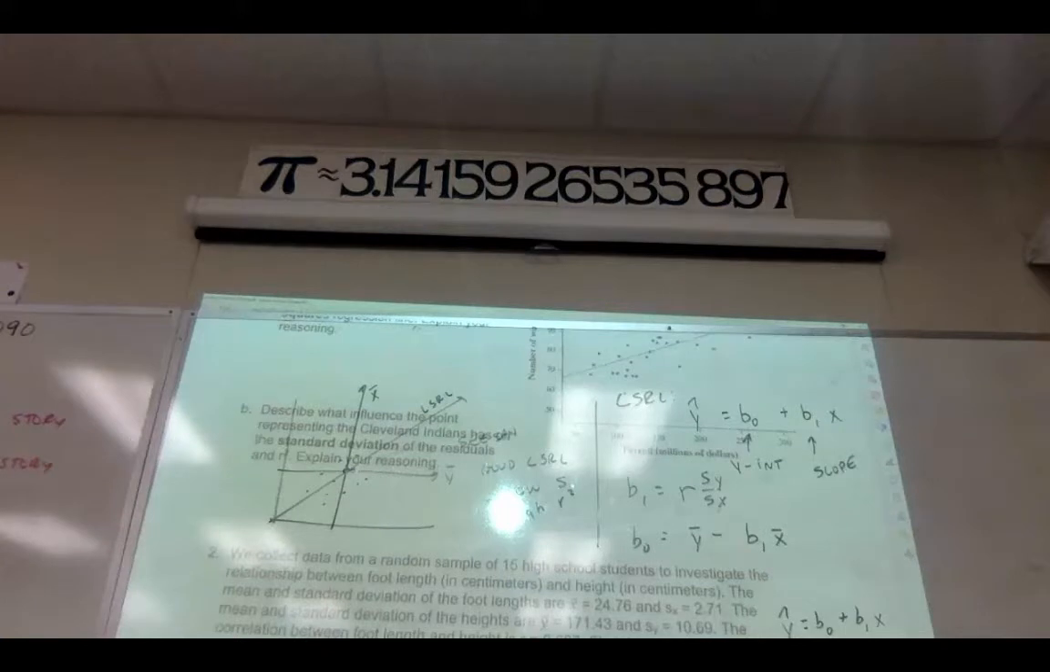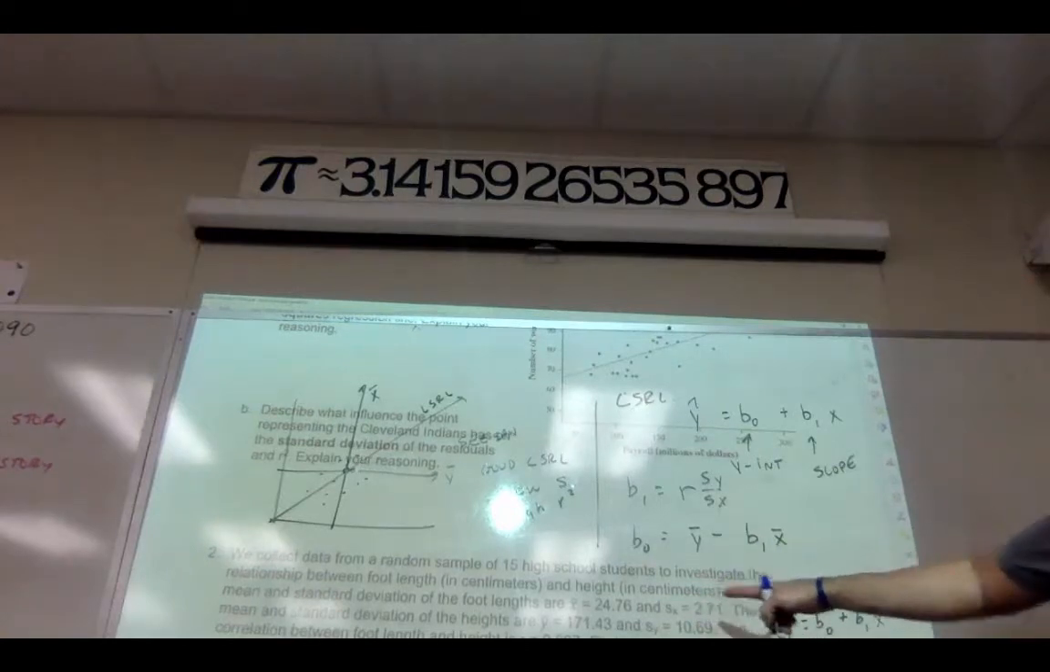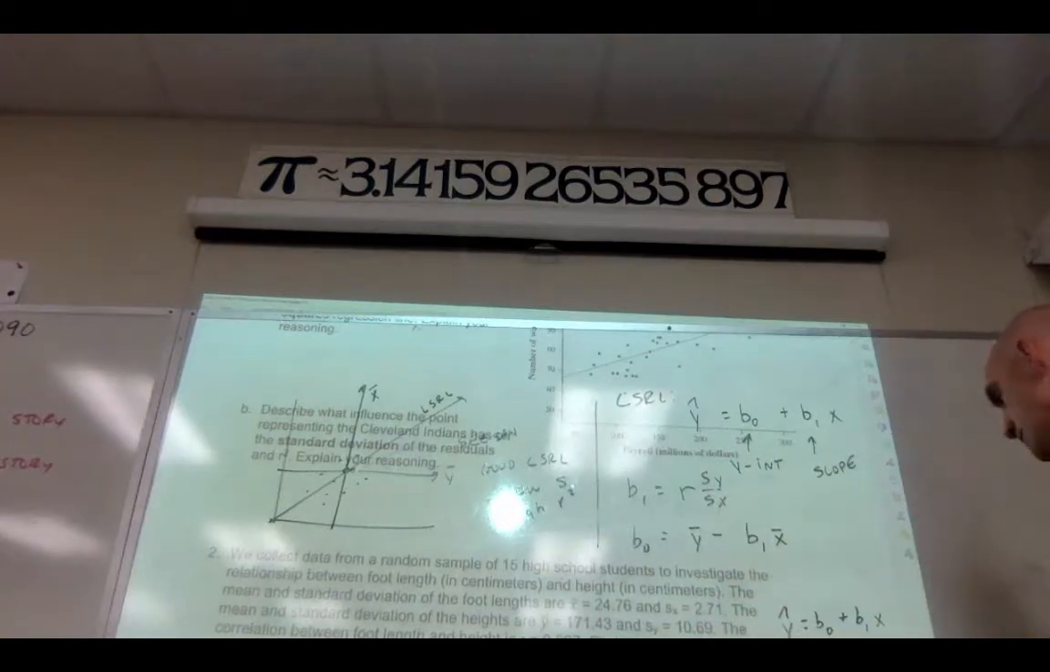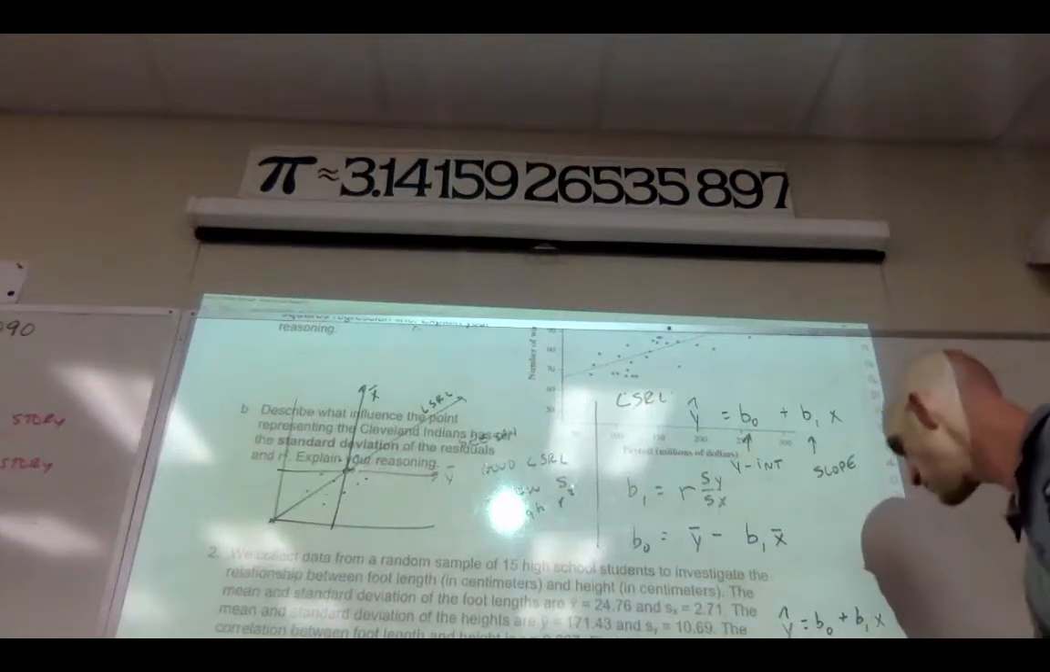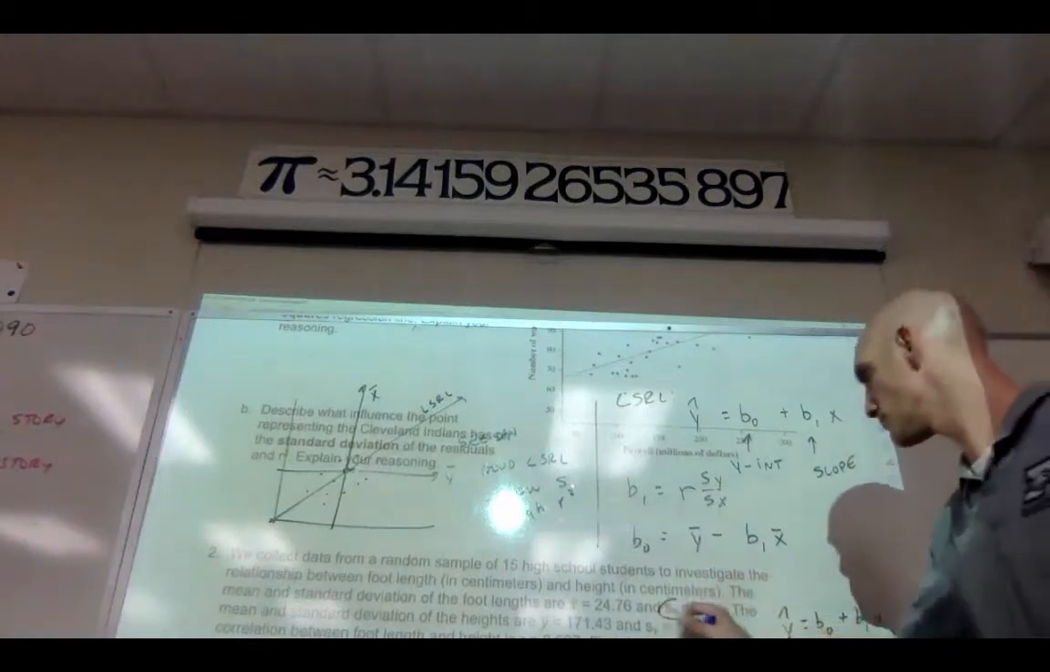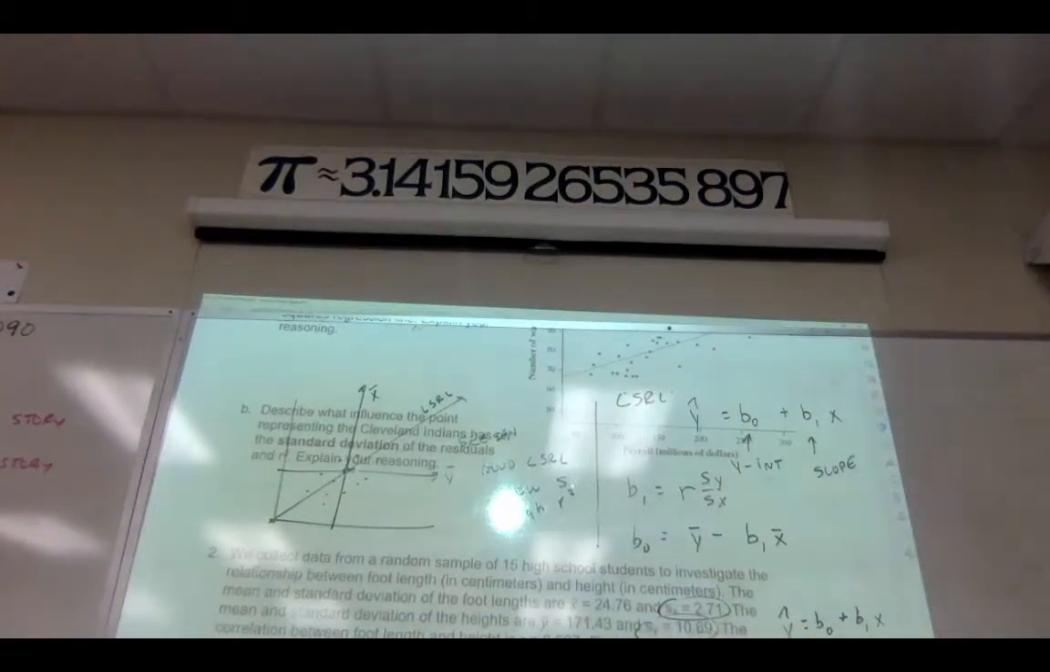Where am I going to get all these values? Given, right? So my b sub 1, which is my slope, is equal to 0.697 times the standard deviation of y, which is 10.69, over 2.71. What are the two numbers in the fraction? Standard deviation of y and standard deviation of x. But what are the numbers? 10.69 is the standard deviation of y. 2.71 is the standard deviation of x.